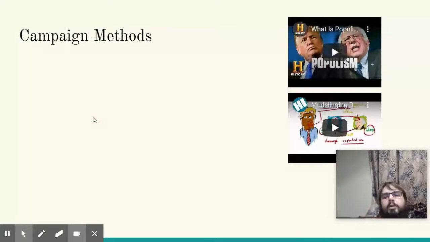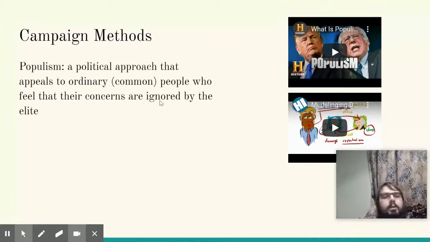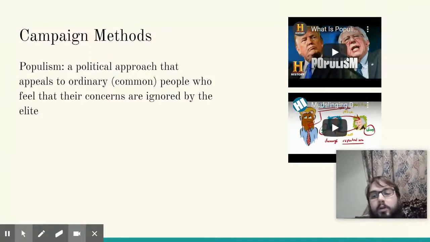All right, so new campaign methods. What's going on here? The first one we're going to talk about is populism. It is a political approach that appeals to ordinary or common people who feel that their concerns are ignored by the elite or the super rich.